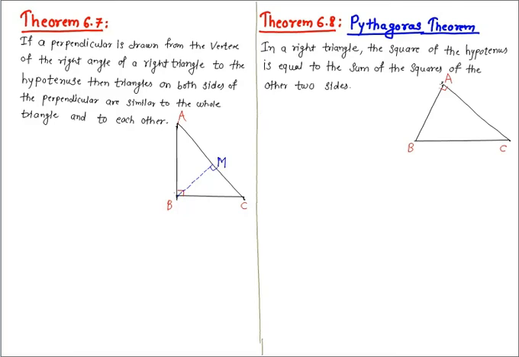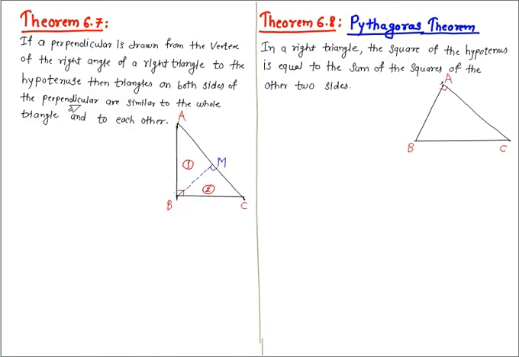So this is given. Now what we have to prove? Read the rest part of the statement. That is, triangles on both sides of the perpendicular are similar to the whole triangle and to each other. Now if you see the figure, there are two triangles on both the sides of perpendicular BM. This is the first triangle and this is the second triangle.